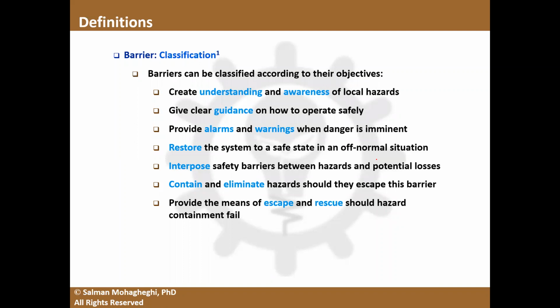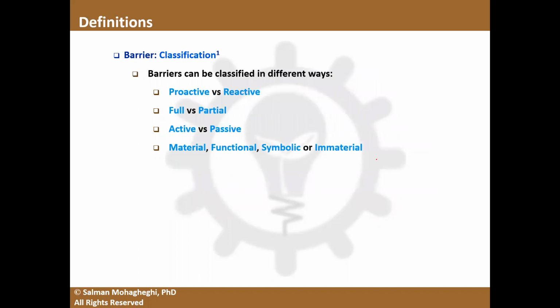It could be any of these things that would try to minimize the risk. And again, notice that we define risk as the probability of something happening times its consequence. So you could be trying to minimize the consequence or minimize the probability of that event happening. There are other ways in which we can classify barriers.